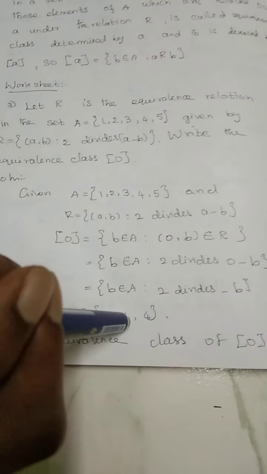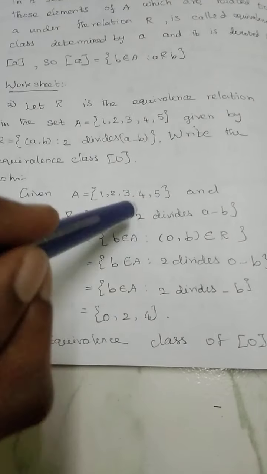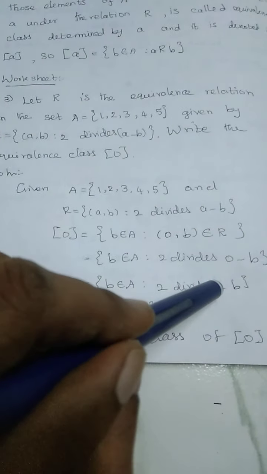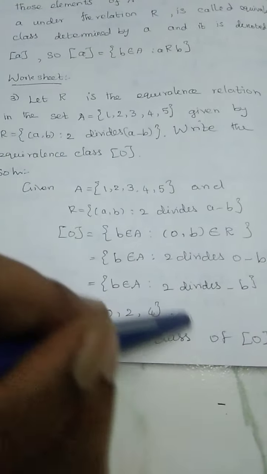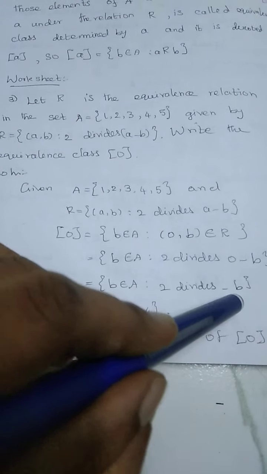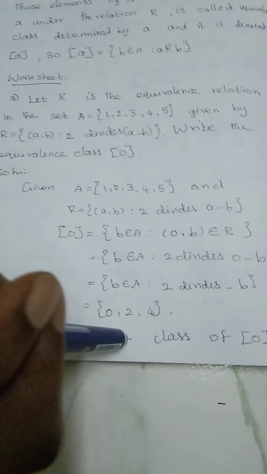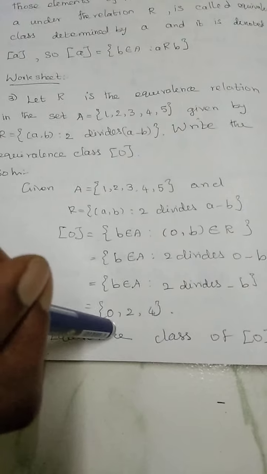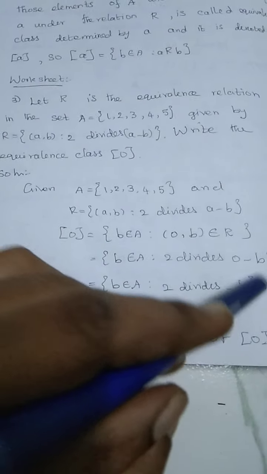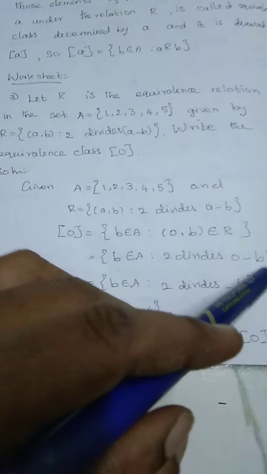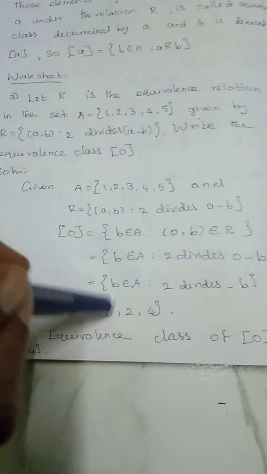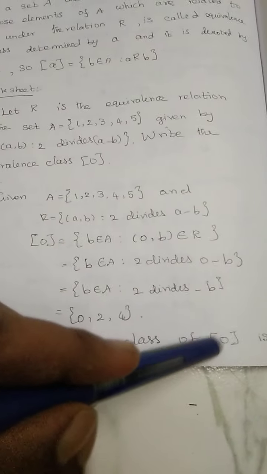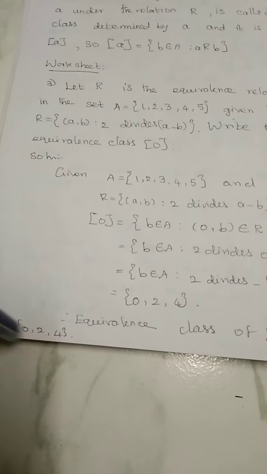So first of all, I write here that 2 is in the given set. Next I move to 3. 2 divides minus 3 is impossible. Next we move to 4. 2 divides minus 4 is okay, because minus 4 is divisible by 2. So 4 is written here. Listen first, here I write 0 also. 0 minus 0 is also 0, so 0 is also divisible by 2. So I include 0 also. So 0 comma 2 comma 4 is the equivalence class of 0. Equivalence class of 0 is nothing but 0, 2, 4.